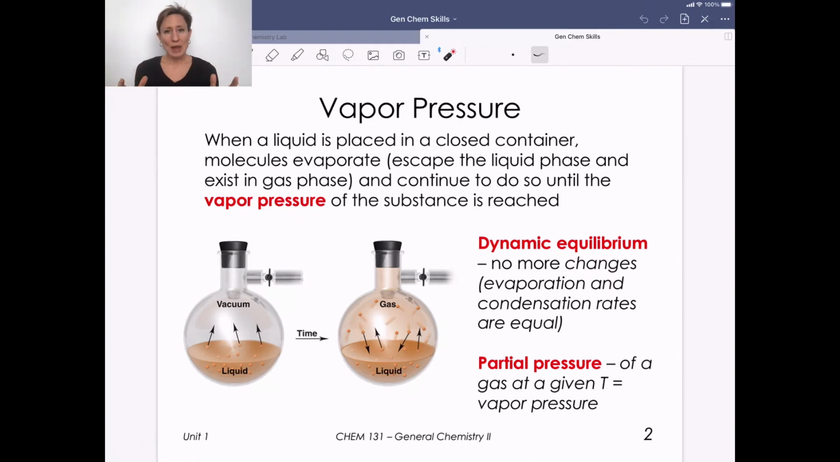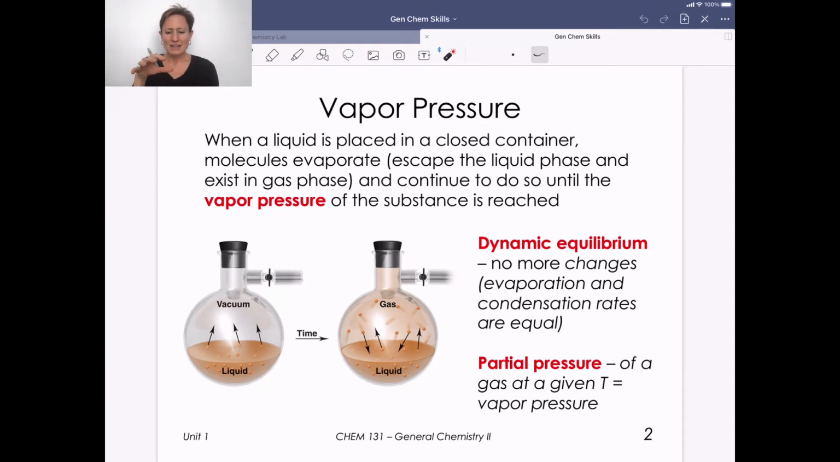So I want you to think back to when we had Unit 5 in Gen Chem 1 on gases, and we talked about partial pressure of gases. Partial pressure was a way of measuring the concentration of gas that we'd have, or molecules in a gas phase. You can think about vapor pressure as being the same thing. We're going to think about the amount of gas that we have in solution. So conceptually, I want you to think about that. Envision this for a moment.